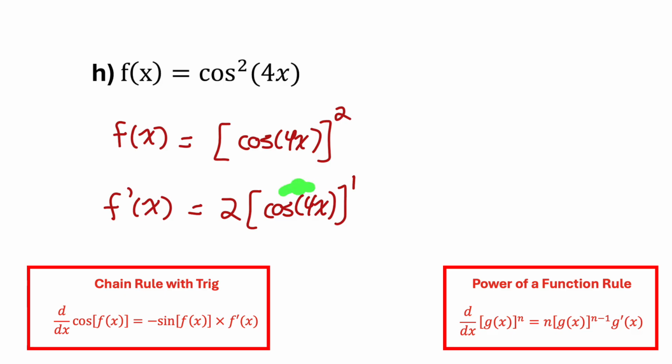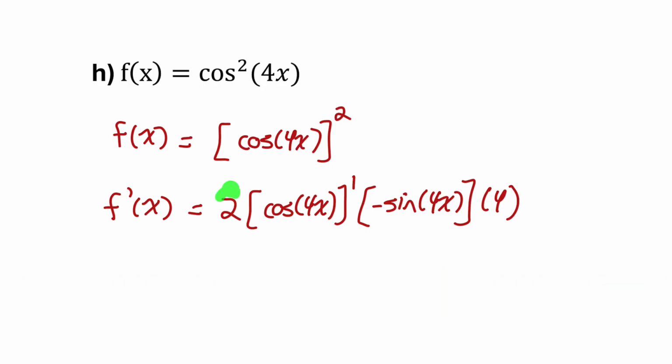So in differentiating cos of 4x, well, the derivative of cosine is negative sine, so I would do negative sine of 4x, but then that has to be multiplied by the derivative of the argument, the innermost function, 4x. The derivative of 4x is 4. And then to simplify this, at the very least, we would have to take these constant factors of 2, negative 1, and 4 and multiply those together to get negative 8.